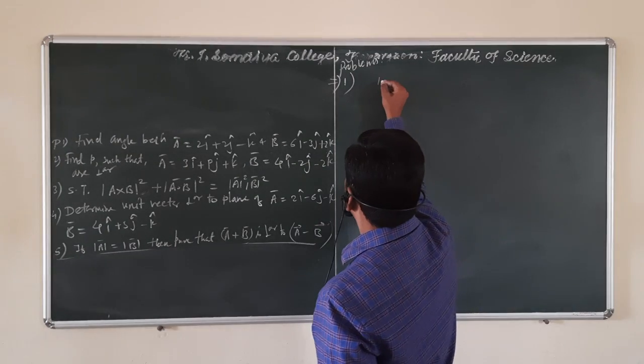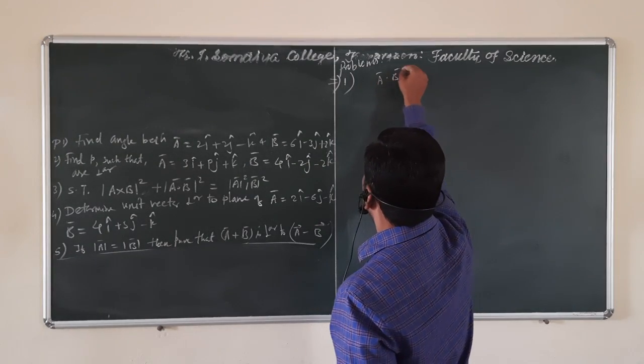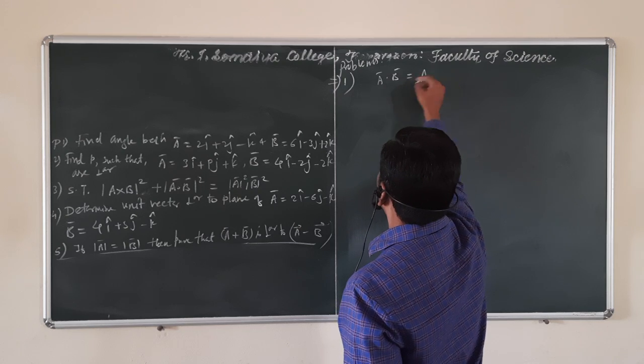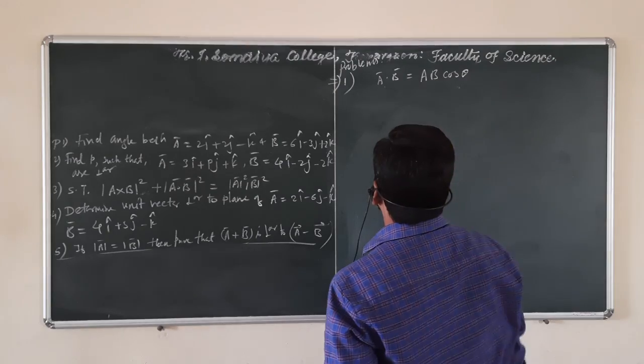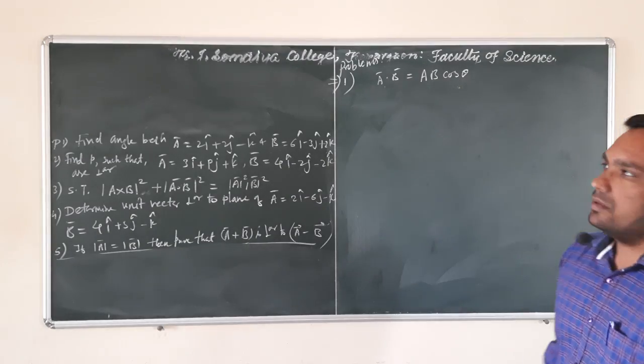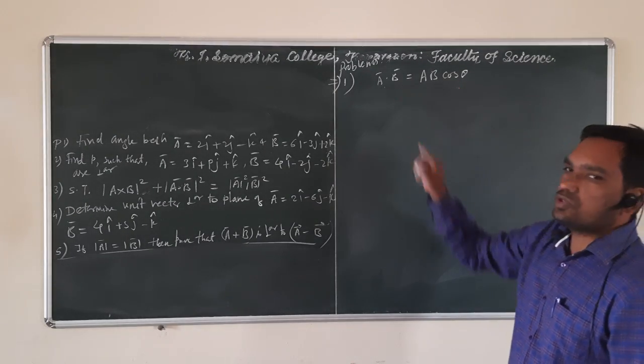So we know that from the definition of dot product, vector A dot B is equal to magnitude of first vector, magnitude of second vector into cosine of the angle between them. So theta is the angle between these two.